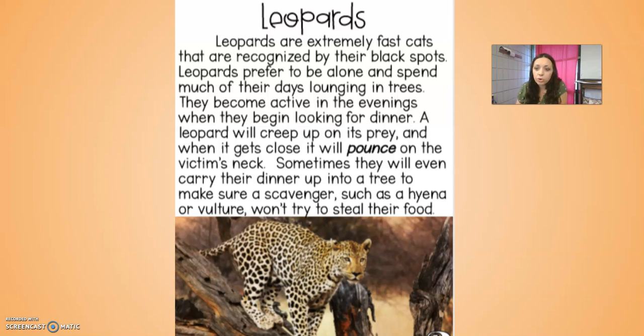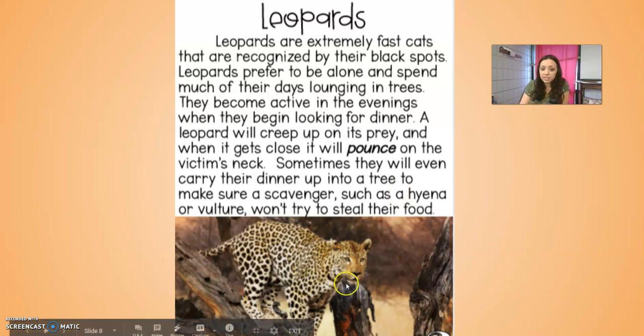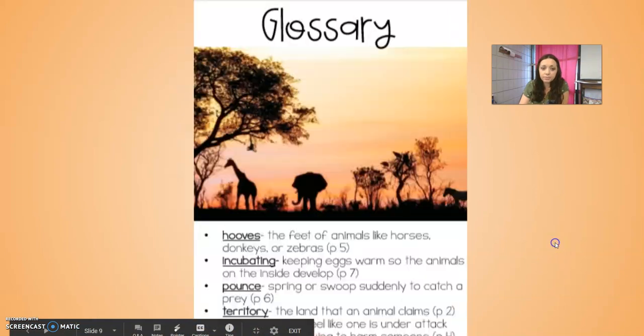A leopard will creep up on its prey, and when it gets close, it will pounce on the victim's neck. So pounce means to hop. Sometimes they will even carry their dinner up into a tree to make sure a scavenger, such as a hyena or vulture, won't try to steal their food. So you can see here, he's gone up in the tree. So he's probably trying to hide his food.